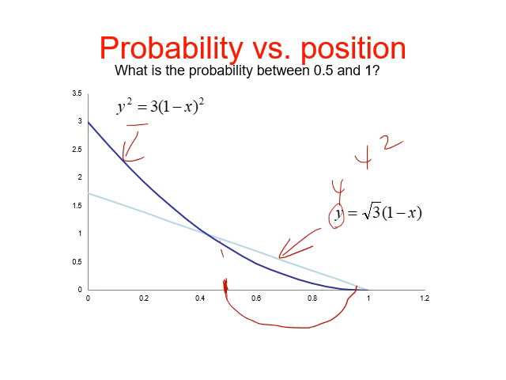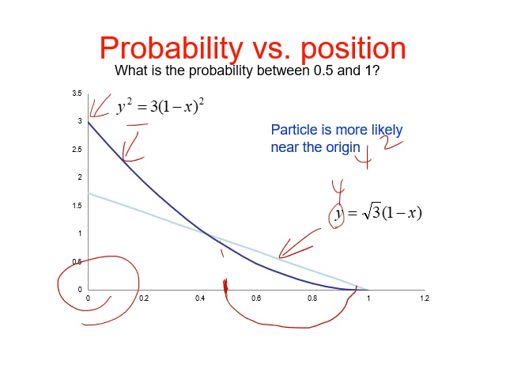From the plot, you can see the probability is the highest on the left side, which is close to the origin. So in this range, you have the highest probability. The particle is more likely near the origin. When you increase the distance, the probability decreases and eventually becomes 0 at x equals 1. Now to calculate the probability quantitatively, you need to integrate.